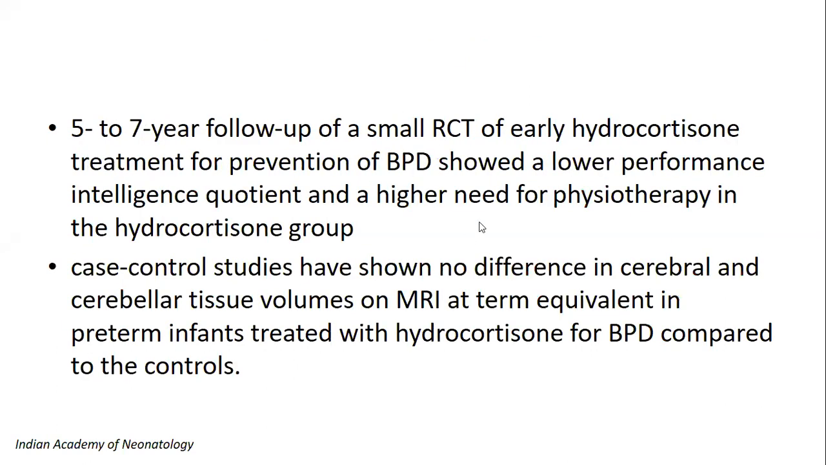In a 5 to 7 year follow-up of a small RCT, they said early hydrocortisone in BPD showed a lower performance intelligence quotient. This is a different study from the previous study I mentioned. In the small RCT, they found a lower intelligence quotient and a higher need for physiotherapy in the hydrocortisone group.